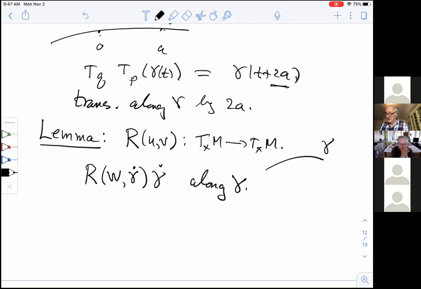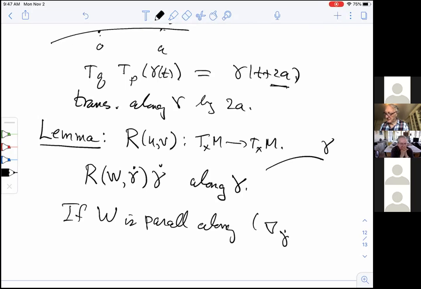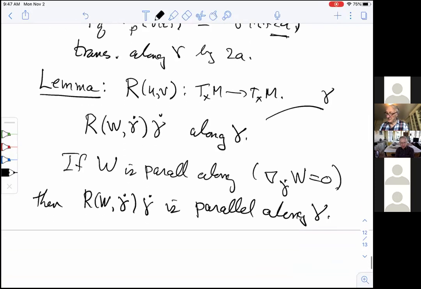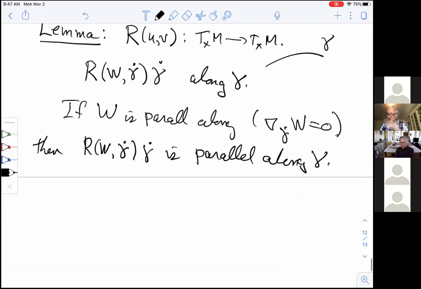Okay. And my claim is that if W is parallel along gamma, that is, the covariant derivative of W is 0 in the gamma dot direction, then R(W, gamma dot) gamma dot is parallel along gamma. So this is in a symmetric space. I'm assuming here I'm in a symmetric space.